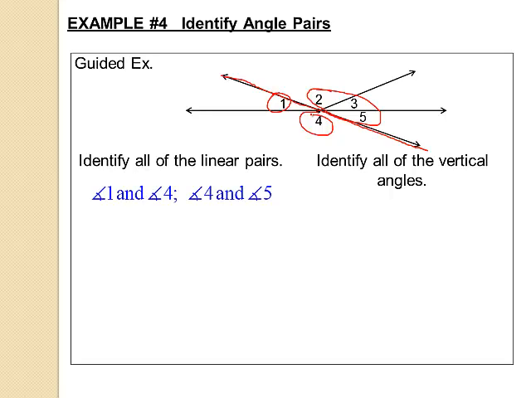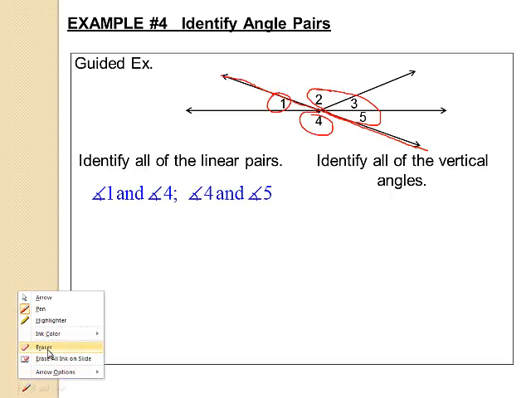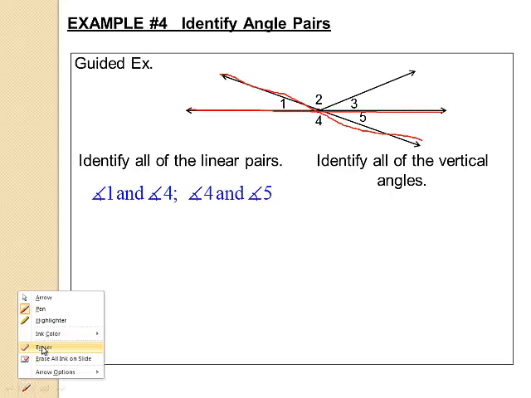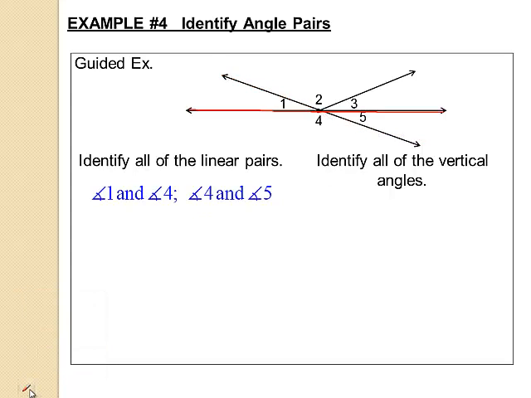Now for vertical, again, look for the X. The only place that I see an X here is this line and this line here. Let's see if I can do that a little bit better. If I look at this X, vertical pairs have to be opposite each other. So the only angles that I see opposite each other are angle 1 and angle 5.